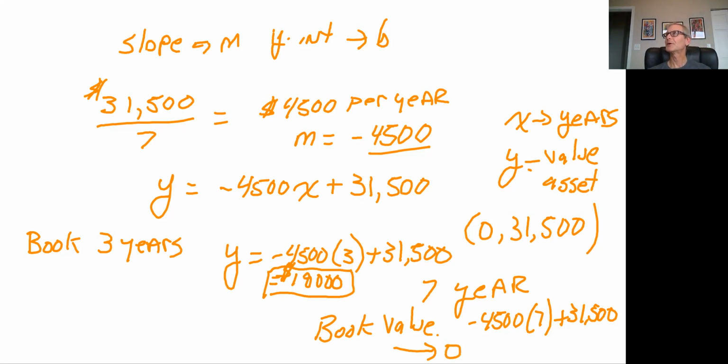So one thing I do want to show you is it's useful to graph these things. So why don't we see what it looks like on Desmos? And I'm going to use Desmos quite a bit to illustrate some of these graphs. And so this would be y equals minus 4,500 plus 31,500. Forgot my variable. Better put an X there.